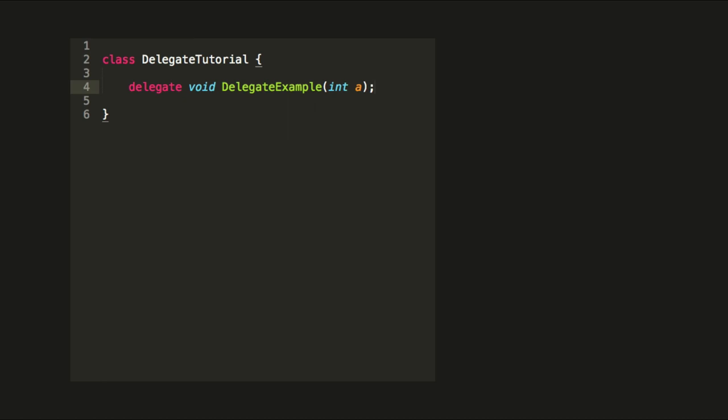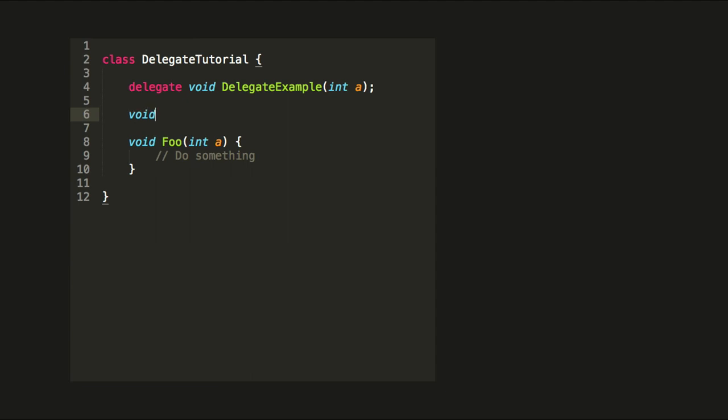We could, of course, have multiple parameters, in which case they'd be comma-separated, like a normal method, or we could have no parameters at all. Let's now make a method whose parameters and return type match those of the delegateExample. So it will be a void method, which I'll call foo, which takes in a single integer parameter. We can say that this method foo is compatible with delegateExample.